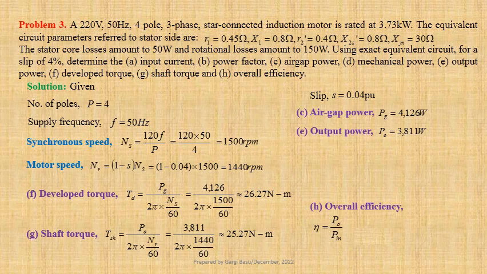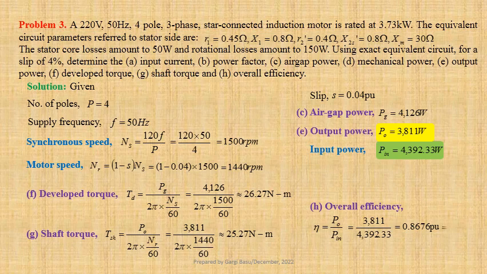Overall efficiency of the motor eta equals Po divided by Pin. We have computed input power Pin equals 4392.33 watt. Therefore, eta equals 3811 divided by 4392.33, that is equal to 0.8676 per unit or 86.76%.